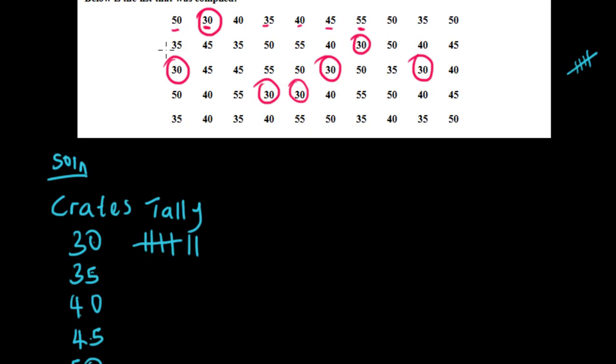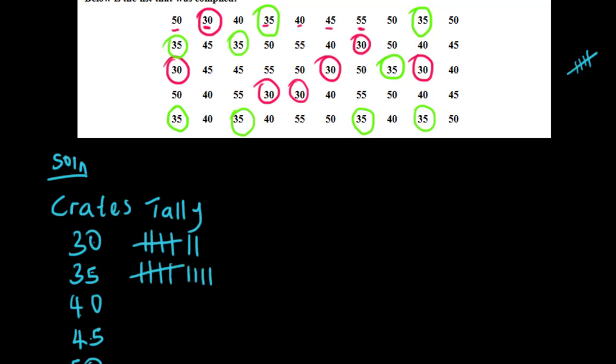We have 35. So we are trying to look for 35. 1, 2, 3, 4, 5, 6, 7, 8. I missed one here. 9. So we have nine 35s. So let's represent it. 1, 2, 3, 4, 5, 6, 7, 8, 9. Do you understand?